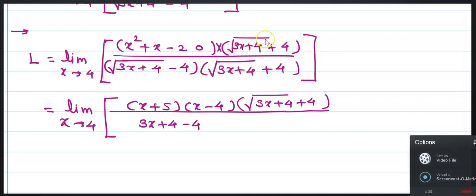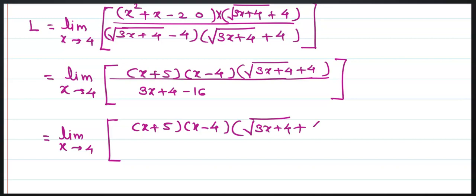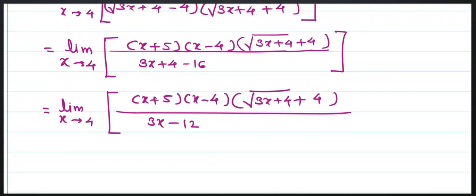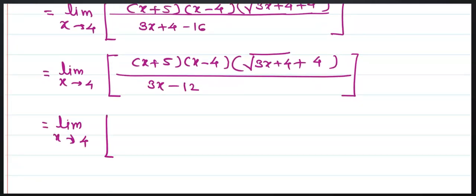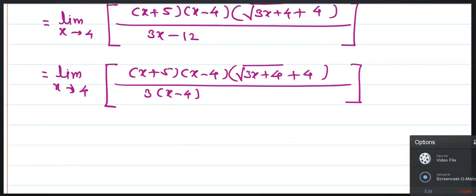This is multiplied by the rationalizing factor. The conjugate of root of 3x plus 4 minus 4 is root of 3x plus 4 plus 4. Therefore, limit x tends to 0, and you will get this. These are the factors. So you can see.